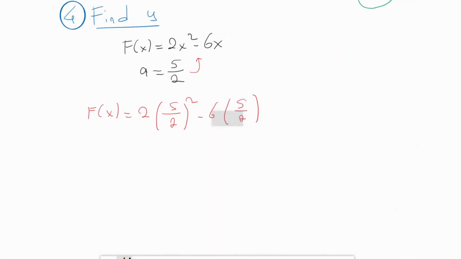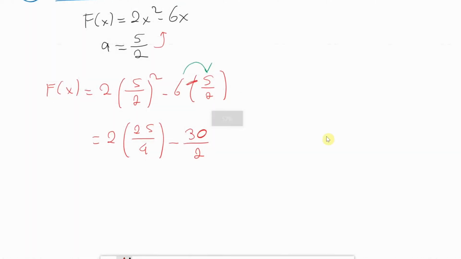So 5 over 2 squared would be 25 over 4, because 5 squared is 25, 2 squared is 4, and then minus, I'm just going to go ahead and multiply 6 by 5 over 2. So when multiplying, don't forget you're only multiplying these two, so I'm going to end up with 30 over 2. And I'm going to go ahead and simplify it even further. So 2 times 25 is 50 over 4 minus 15.